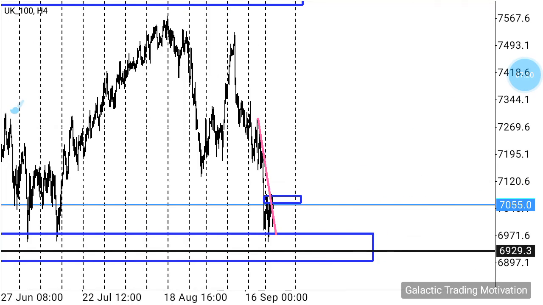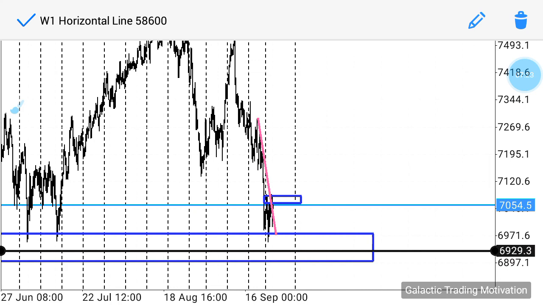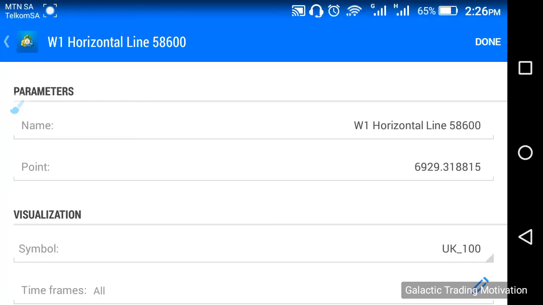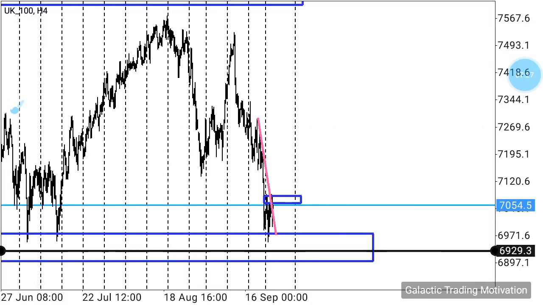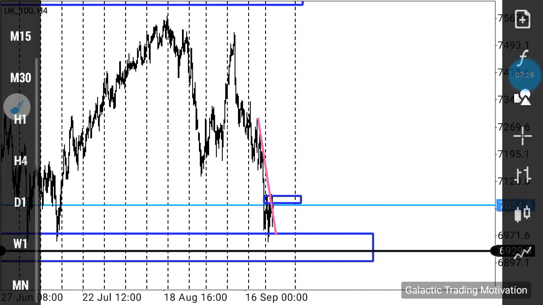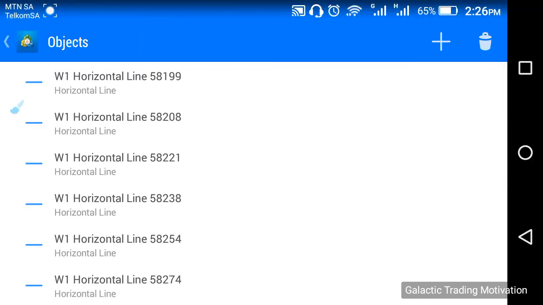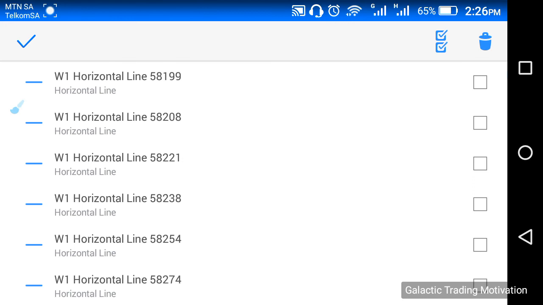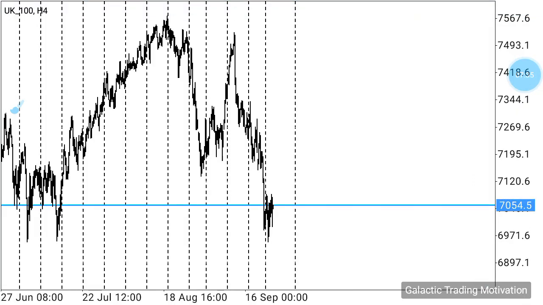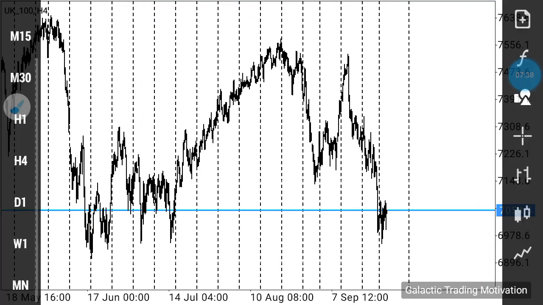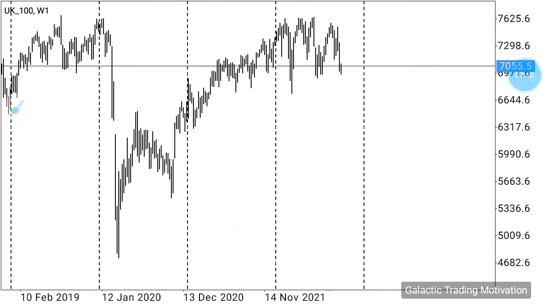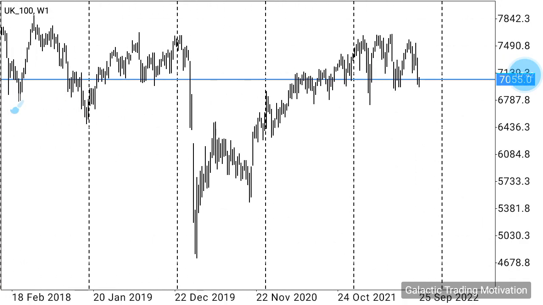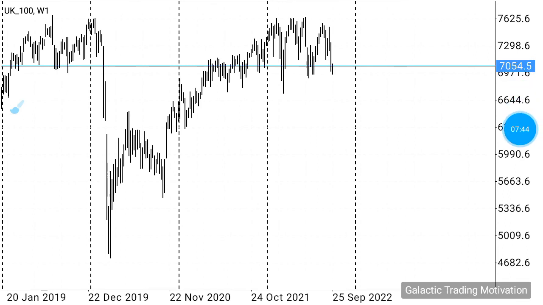Right. We're now going to look at UK 100. Just bear with me while I delete these drawings. Right. And similarly, guys, we're just going to go to the weekly chart. Here we are on the weekly chart, and we're going to do this very same thing that we did on the Nasdaq chart, right? So what are we going to do?